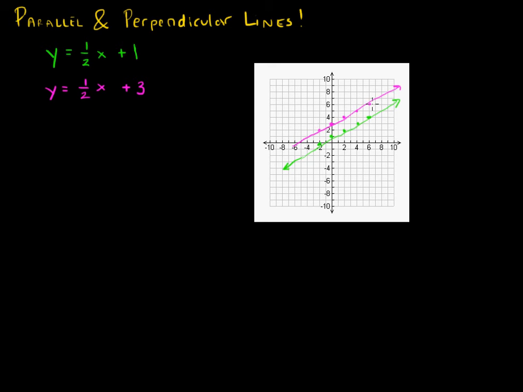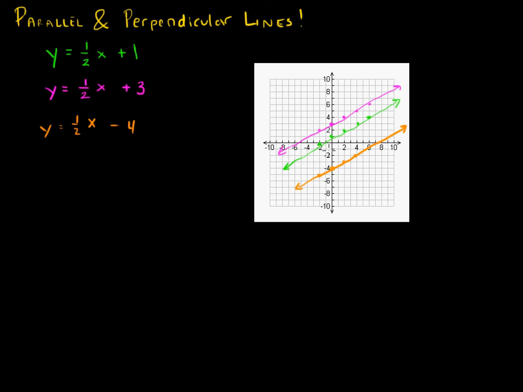You might notice something interesting about these two lines. I'm going to draw a third one just because I feel like it. So how about y equals 1/2 x, keeping the slope the same, minus 4. Y-intercept of negative 4, so up 1 over 2, up 1 over 2, and so on. There's my other line.